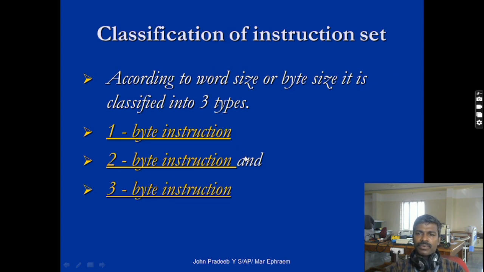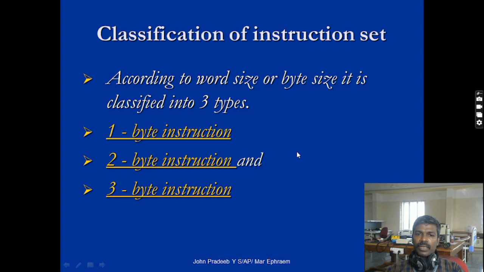Next, the classification of instruction set depends upon the size of the instruction. According to the word size, it is classified into three types: 1 byte instruction, 2 byte instruction and 3 byte instruction. A 1 byte instruction means it has only 8 bits. Similarly, 2 byte instructions and 3 byte instructions are available.